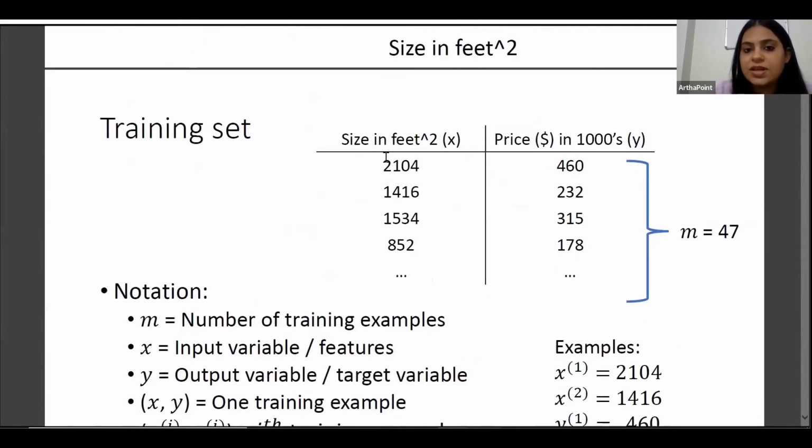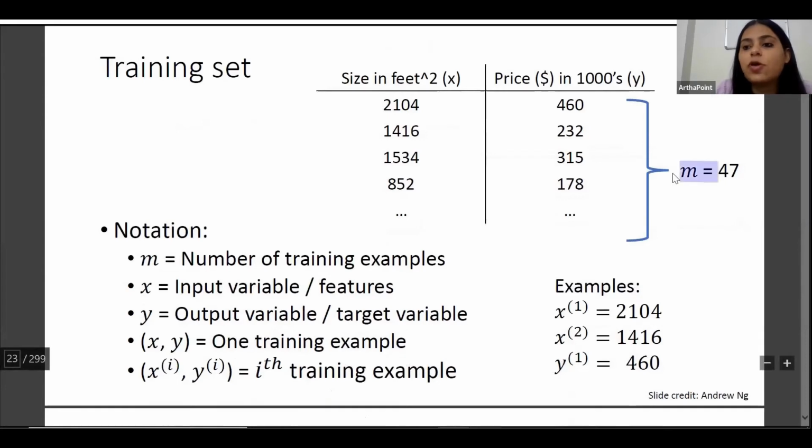Consider this. This is the actual example. When the size of the house was 2104, the price of the house was 460. When the size of the house was 1400, the price of the house was 232. Size 1500, price 315. Suppose I have a lot of such observations. Suppose m is equal to 47, which means there are 47 such observations that I want to give to my machine. Now, x stands for the input variable or the independent variable.